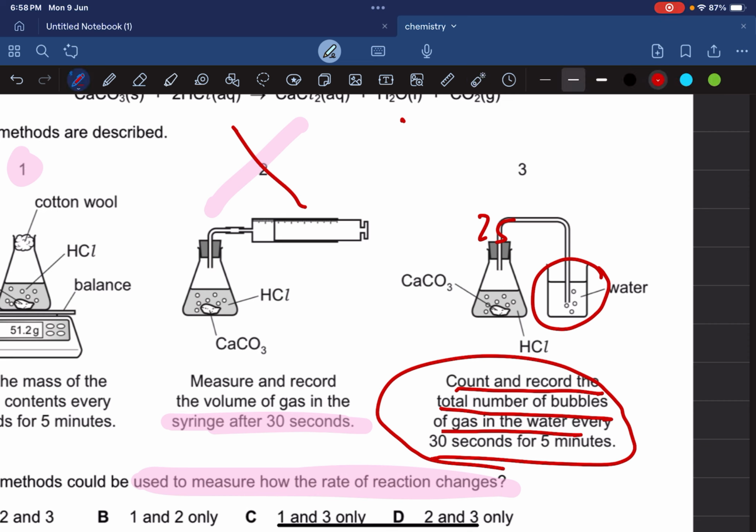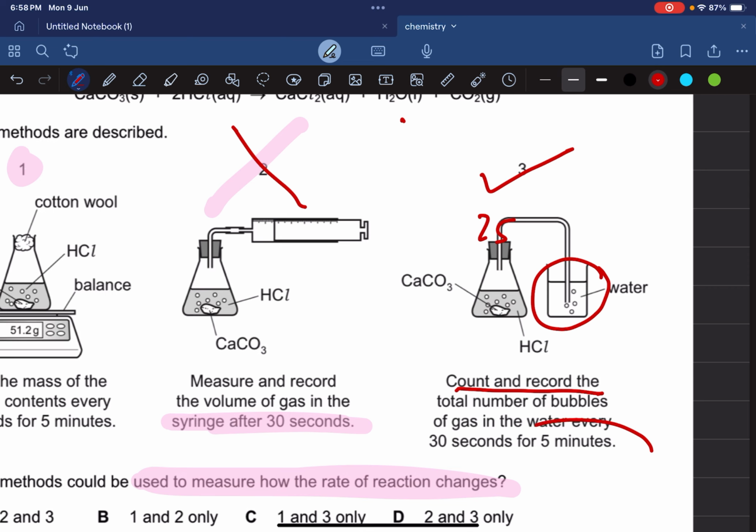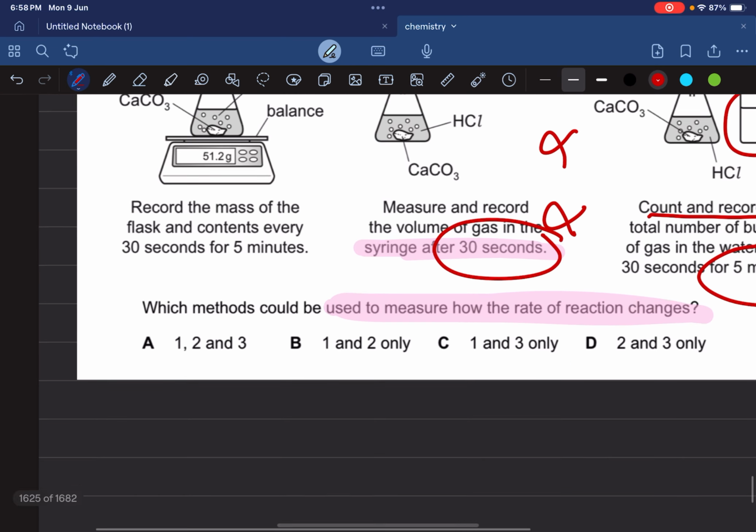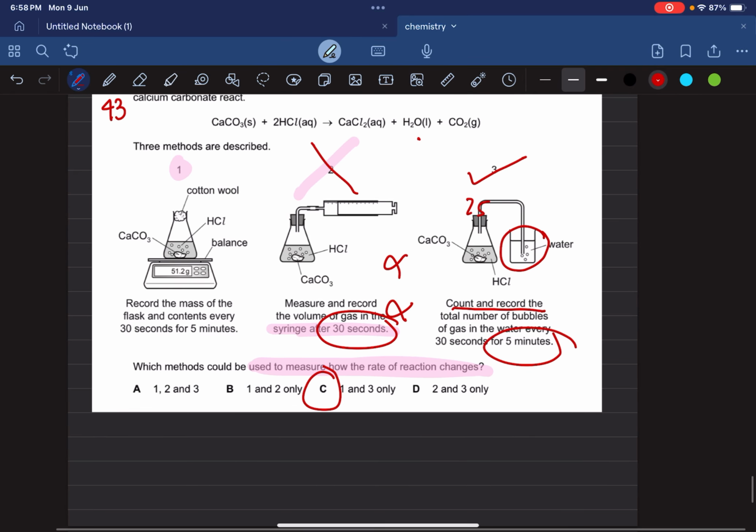So option 3 is also correct, because I'm doing it after every 30 seconds for 5 minutes. But over here, I only did it for 30 seconds and I stopped. So that's incorrect. So it's going to be 1 and 3, which is option C. I hope you get it.